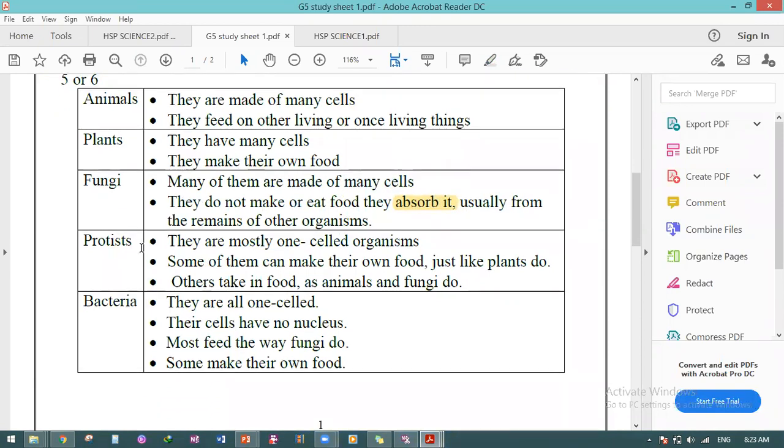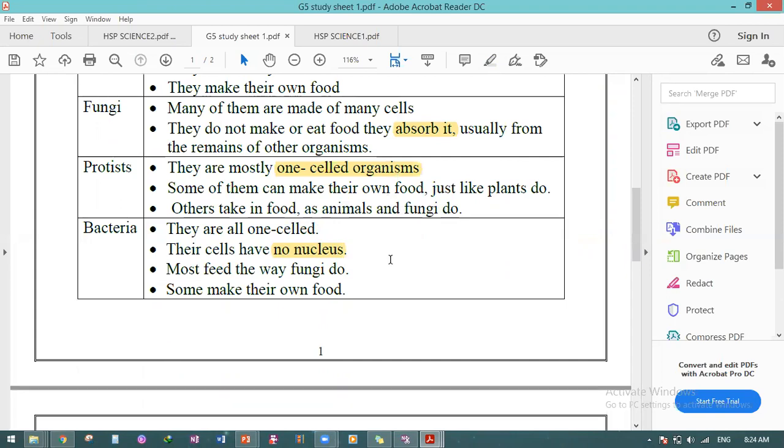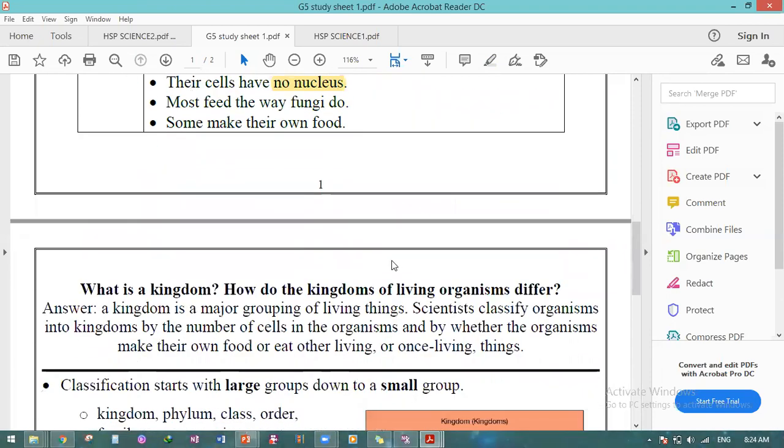And protists, they are unicellular, mostly one-celled organisms. Some of them can make their own food, others can be like animals and hunt for their food. The bacteria, which is the last kingdom, are unicellular, made up of one cell. Their cells have no nucleus, that's what makes them different, guys. Some of them absorb their food, and others can make their own food, okay?